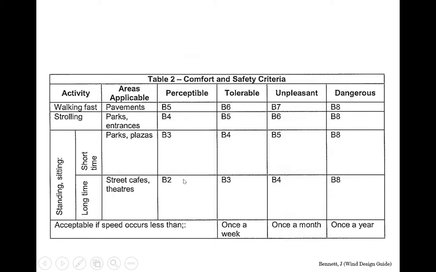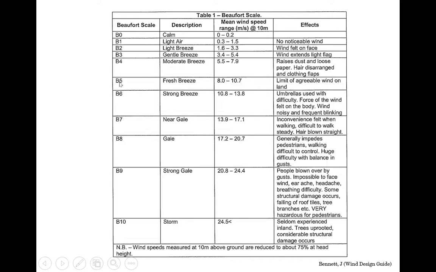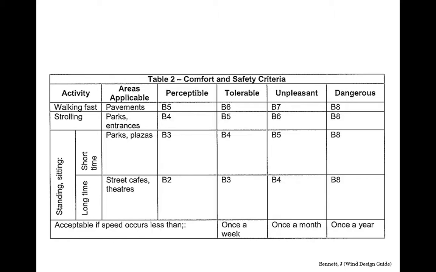So, for example, if we go back, let's look at our B5. Fresh breeze, 8 to 10 metres per second, limit of agreeable wind on land. So, in this design guidance, if you were designing a park or an entrance, B5 would be considered tolerable. So it would be considered kind of acceptable. Okay? If you went to the next velocity, B6, that would be considered unpleasant. And if you went up to B8, that would be considered dangerous.